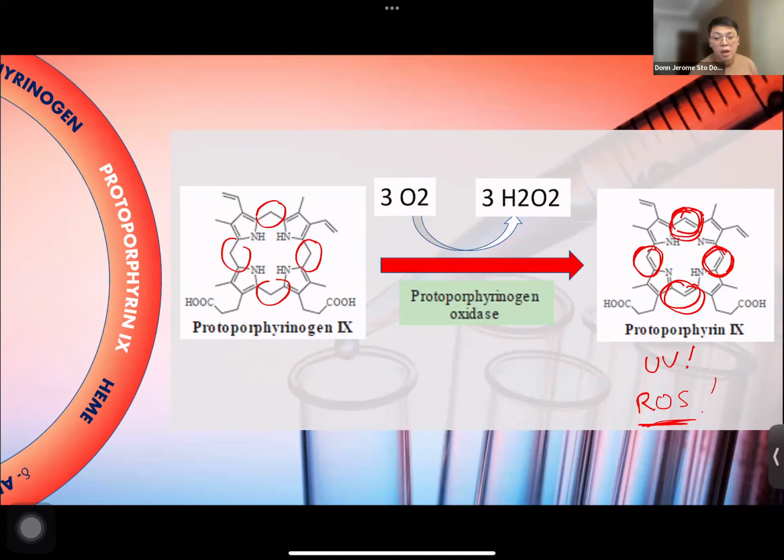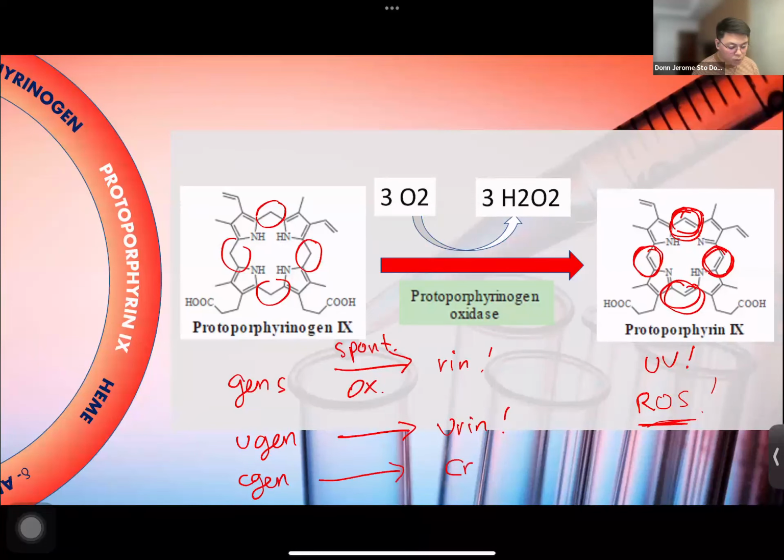So remember that. Also, porphyrinogens can undergo spontaneous oxidation to their porphyrin counterpart even without the use of enzyme. Tatandaan niyo yun. So uroporphyrinogen can oxidize to their uroporphyrin counterpart kahit walang enzyme.